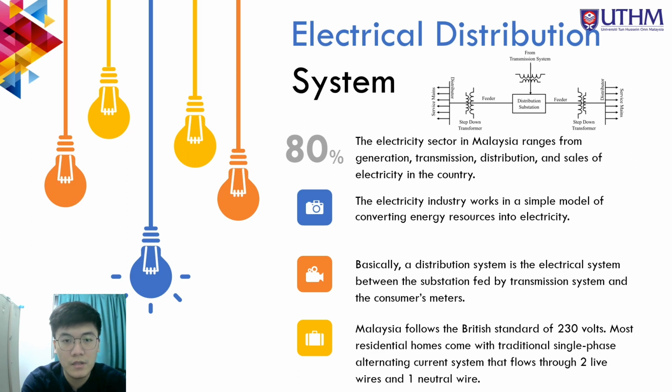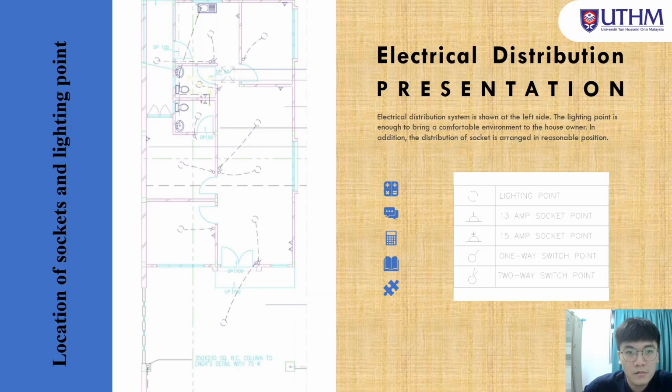We should know some basics of Malaysia's rules: Malaysia follows the standard of 230 volts. Most residential homes come with a traditional single-phase alternating current system that flows through 2 live wires and 1 neutral wire. Next, in this slide, the location of sockets and lighting points is shown at the left side.